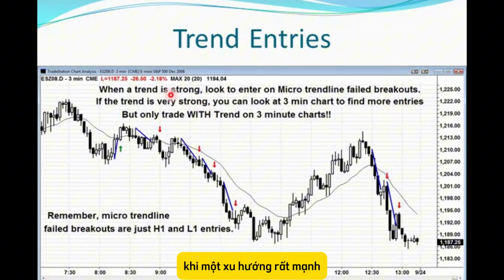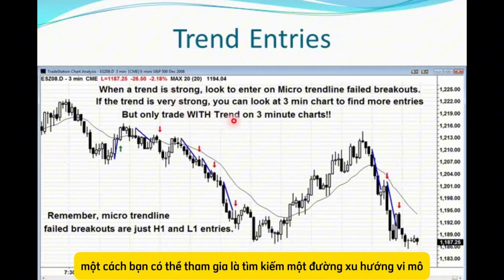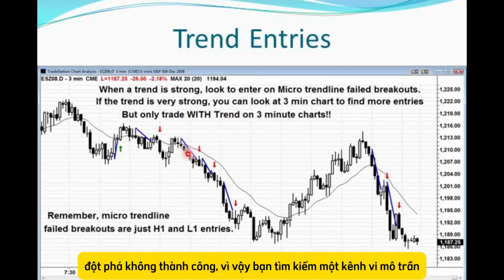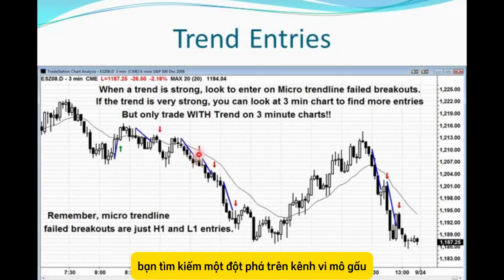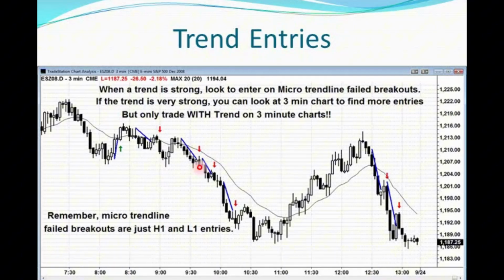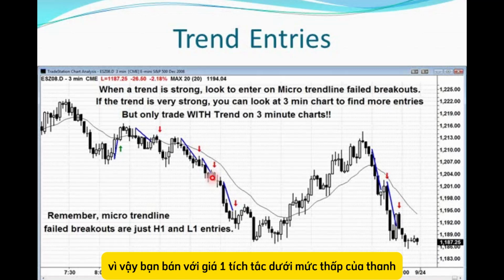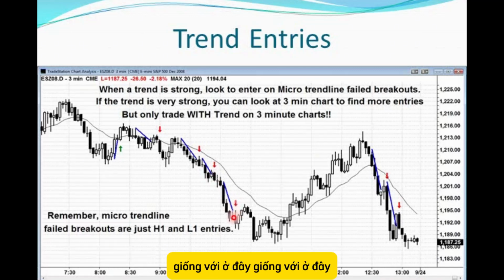When a trend is very strong, one way you can enter is looking for a micro trend line failed breakout. So you look for a bear microchannel, you look for a breakout above the bear microchannel, and that sets up a low one short setup, and you can sell one tick below the low of the bar as the market resumes down. So a small bear microchannel, a failed breakout above the top of the channel, so you sell at one tick below the low of the bar. Same with over here. Same with over here.